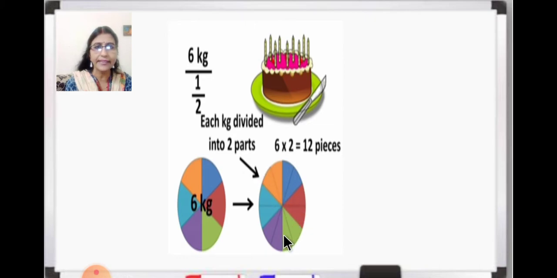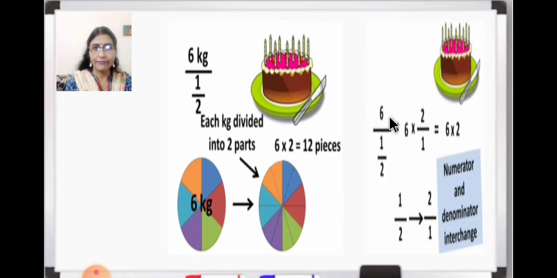Now here you can see every kg is divided into 2 parts. So totally how many pieces did we get? We got 12 pieces. If you count, you will see it is 12. So 6 multiplied by 2 is equal to 12. Now how did we get 12 pieces? Let us understand that. Here, children, we have divided 6 by half. So here half is the divisor. Now half, when you write in the reciprocal form, that means when you bring the numerator to the denominator's place and the denominator to the numerator's place, when you interchange their position, you will get 2 upon 1.